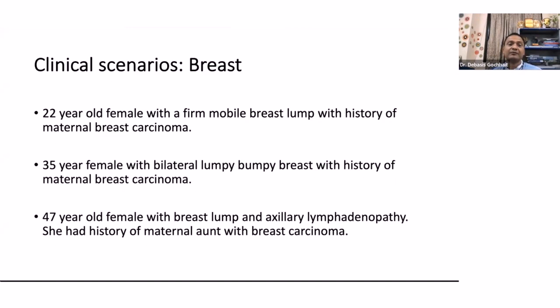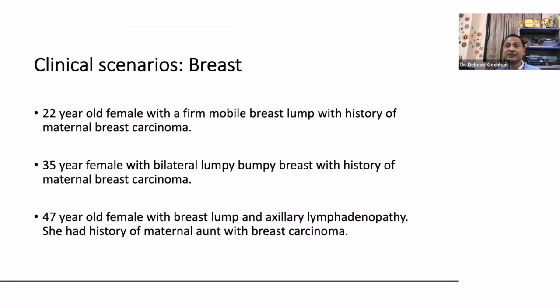Now here comes a 47-year-old female with breast lump and axillary lymphadenopathy. She had a history of maternal aunt with breast carcinoma. So there is a family history, so that is very significant. She is 47 years old. Can you tell me in which age group breast carcinomas usually happen? Most breast carcinomas happen in the age group of 40 to 60 years. Okay. So she is 47. So yes, she's in that age group.